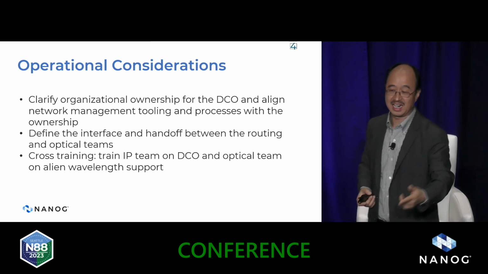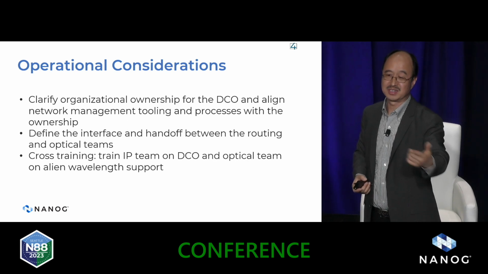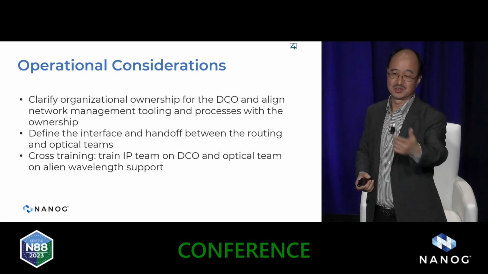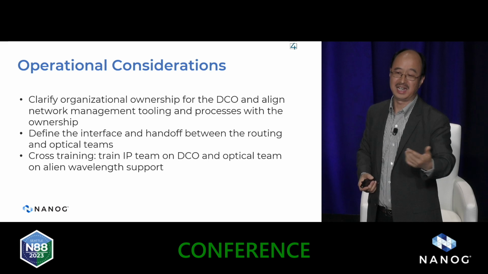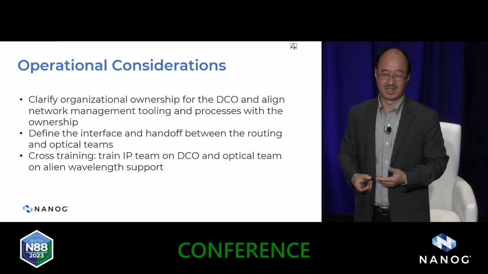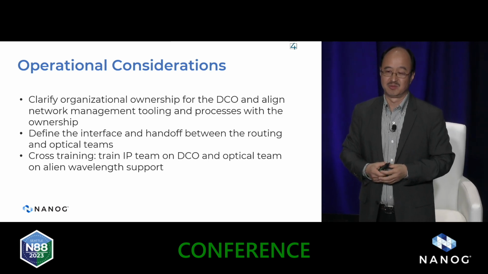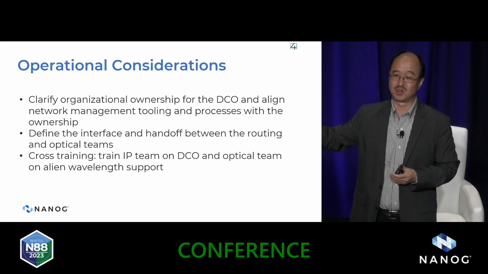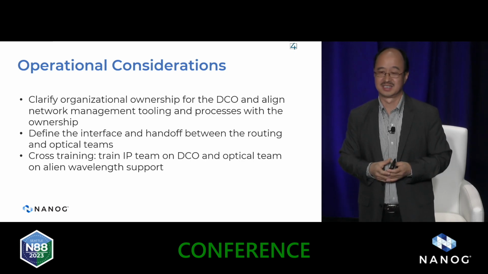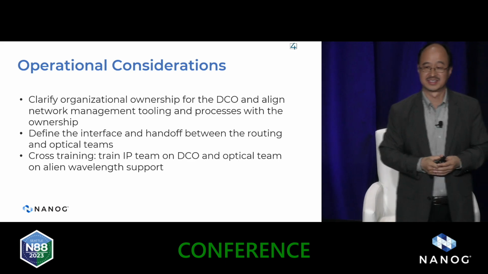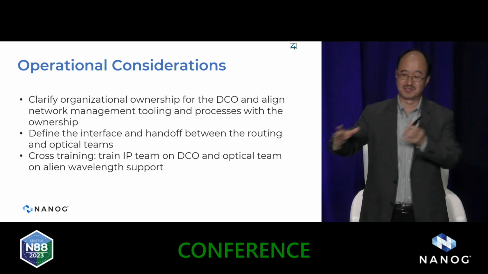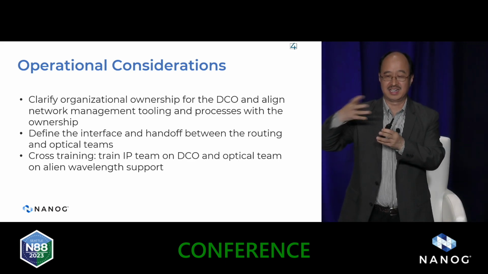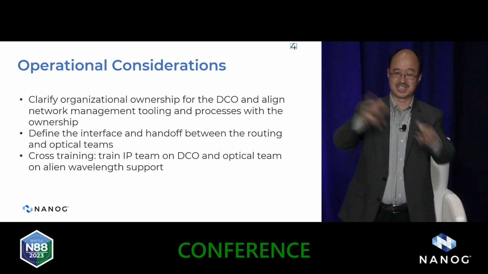Then how do we align the management tooling to manage this new entity in the network? What are the processes? Maybe you have a lot of processes for turning up certified transponders. Can you reuse some of those processes, or do you have to create new processes because they are very different, right? Even though they perform a similar function, they are quite different now. They are hosted inside a router now.